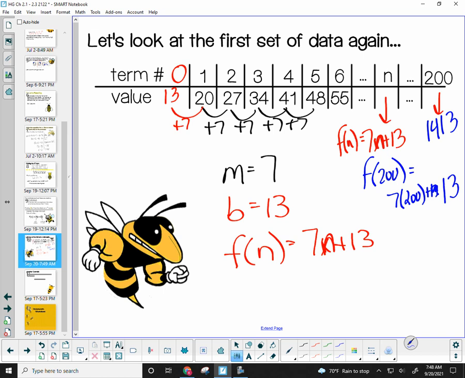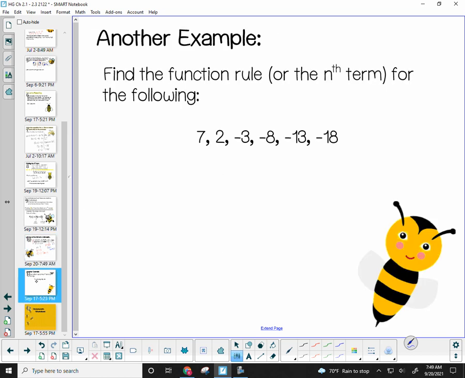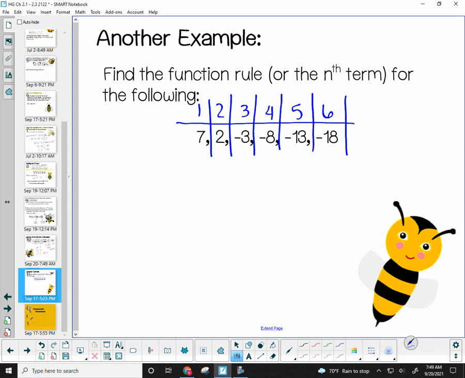All right, let's do one more example. If I give you this pattern, 7, 2, -3, -8, -13, -18. Unless they say otherwise, this will be our first term, our second term, third, fourth, fifth, sixth term. So you can make it a table if you want. We just want to find the nth term.